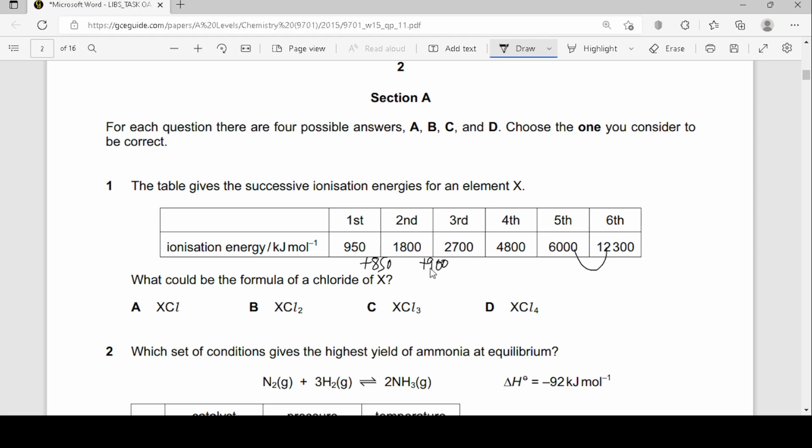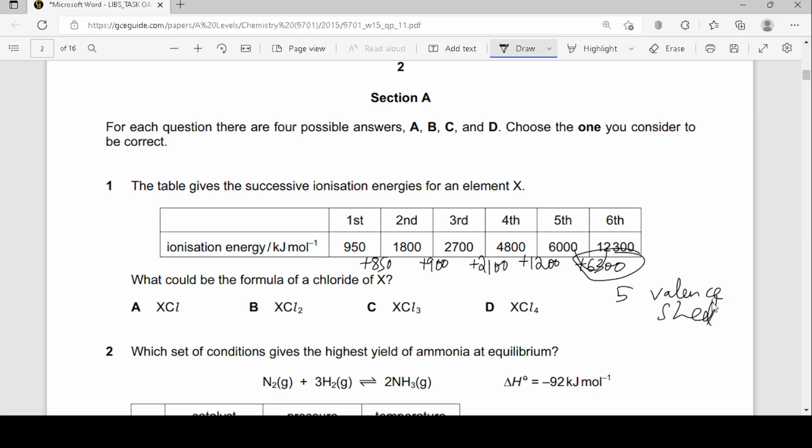So 2700 minus 1800 is 900, 4800 minus 2700 is 2100, so that's a jump of 2100. 6000 minus 4800 is plus 1200, and then 12,300 minus 6,000 is plus 6,300. So that's obviously the biggest jump. It's quite a big jump compared to all of these, right? So that means that this X has 5 electrons in its valence shell, right?